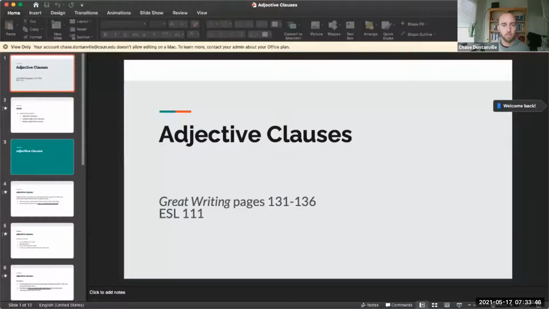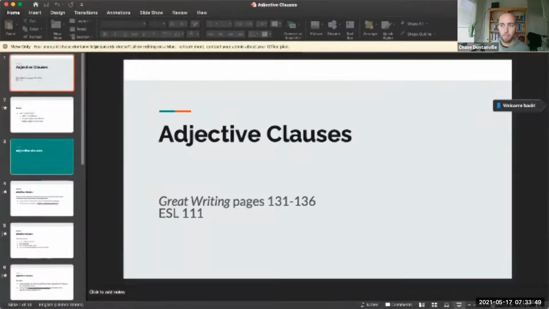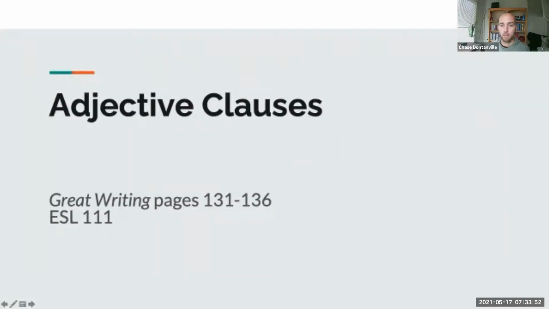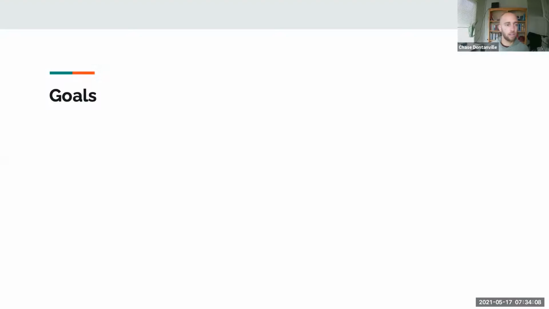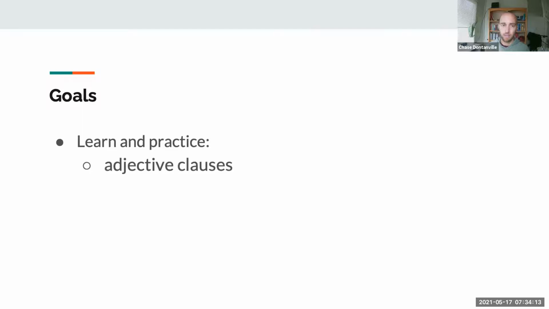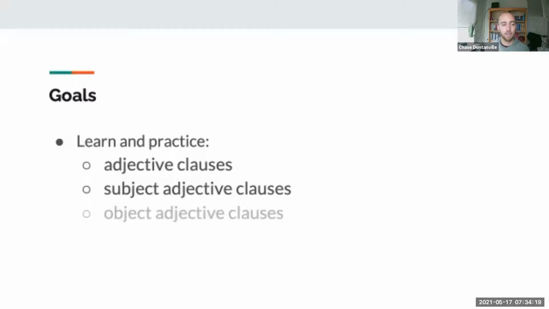So this will be part of your Great Writing textbook. Okay, here we are. Adjective clauses. All right, so this information is in your Great Writing textbook, pages 131 to 136. What will we learn? We are going to learn and practice adjective clauses, okay? Both subject adjective clauses and object adjective clauses.